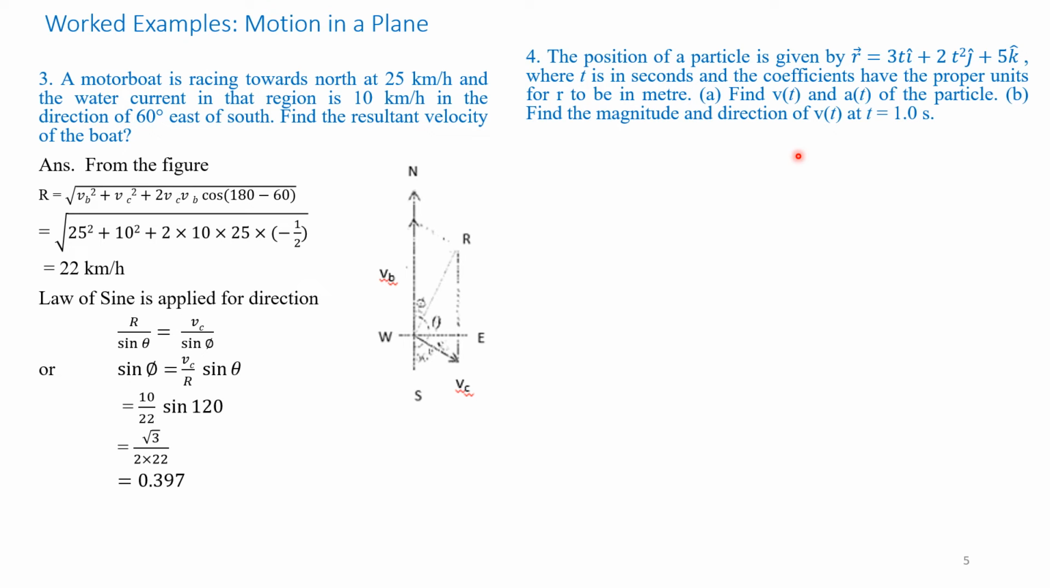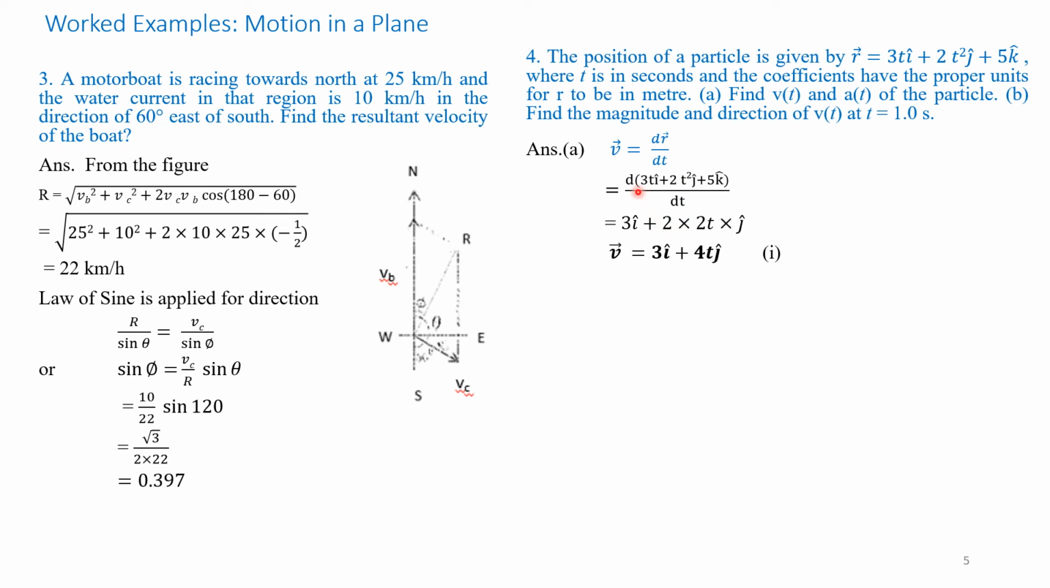So there are two parts. Let us solve part A. We know that the velocity in a motion in a plane is defined by dr by dt. So r is given as 3t i plus 2t square j plus 5k. Put the value of r. So differentiate. We have to find the differential. To solve this problem, you should know the differentiation.